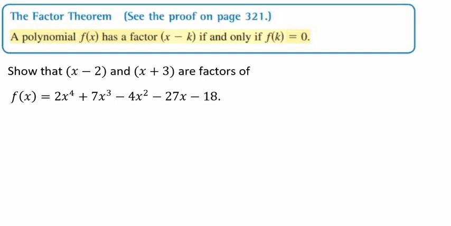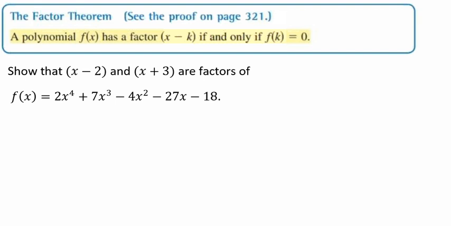In this video, we're going to be talking about the factor theorem. So, the factor theorem says that a polynomial f of x has a factor of x minus k if and only if f of k equals 0. And so here we're going to use the remainder theorem, which involves synthetic division, in order to show that x minus 2 and x plus 3 are indeed factors of the polynomial 2x to the fourth plus 7x to the third minus 4x squared minus 27x minus 18.